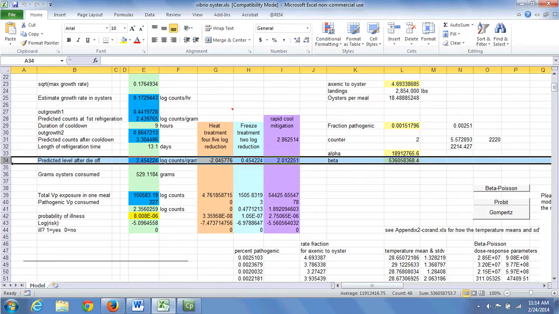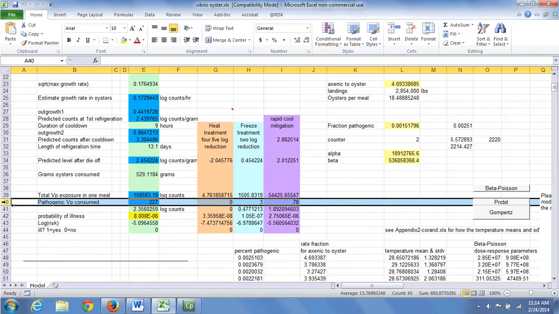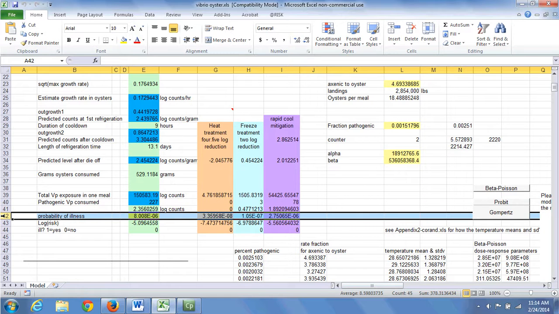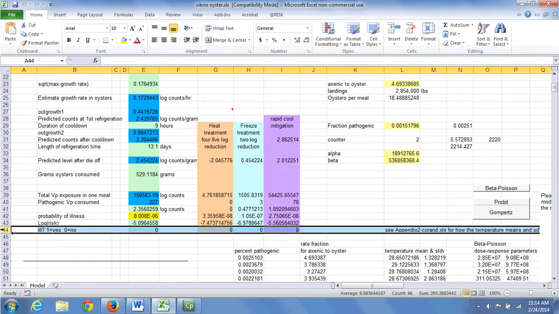Notice what happens. Down here, that translates into fewer pathogenic Vibrio being consumed. And that, of course, means the probability of illness is going to be even smaller. And the bottom line then, of course, would be that hopefully we would have fewer people getting sick.